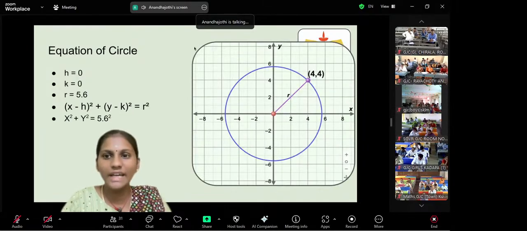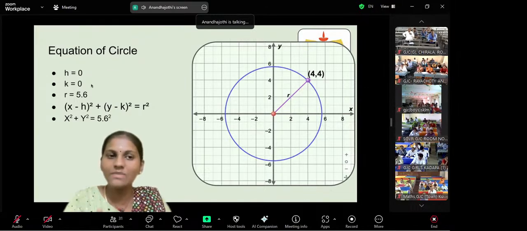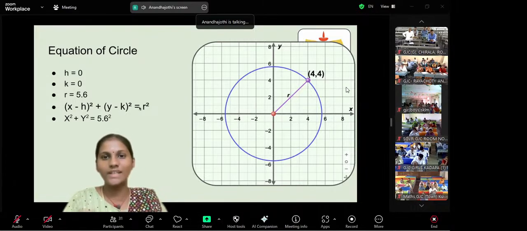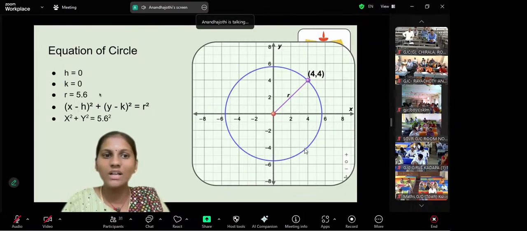Okay. So we will take another example. Here we are going to take the same thing, but we make the center exactly 0, so h and k become 0. The standard equation is x minus h the whole square plus y minus k the whole square equals r square. This is the standard equation. As I already know, r is 5.6, and k is 0, h is 0, we can directly substitute it.